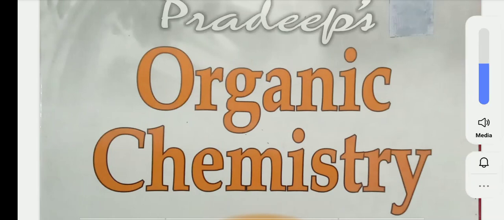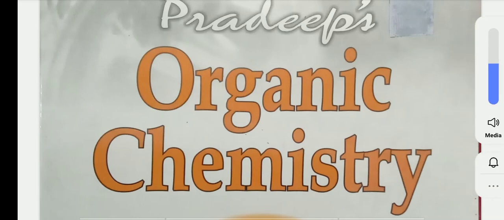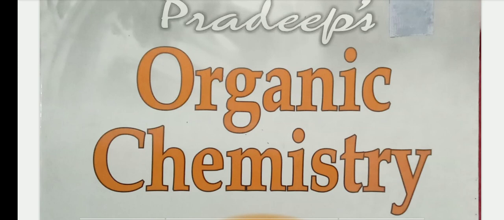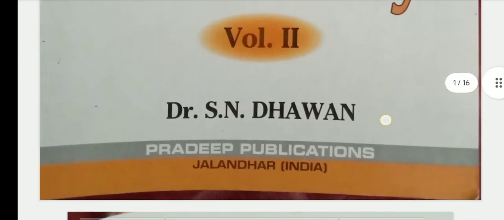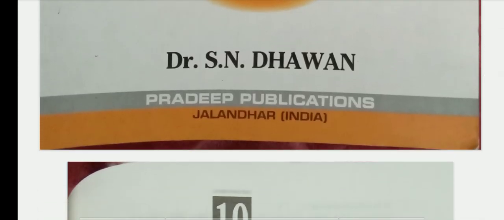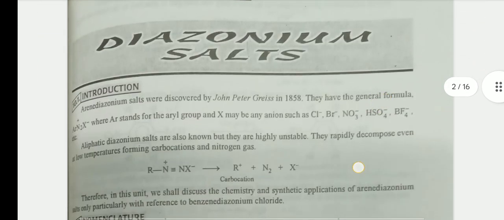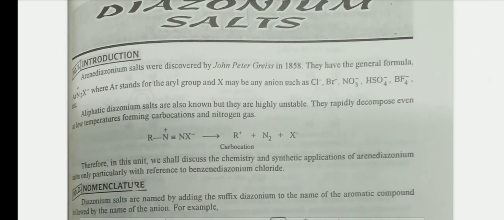Hello friends, today we are going to read about the chapter of organic chemistry, diazonium salt, from the Pradeep publications. Introduction. Arene diazonium salts were discovered by Peter Griess in 1858.